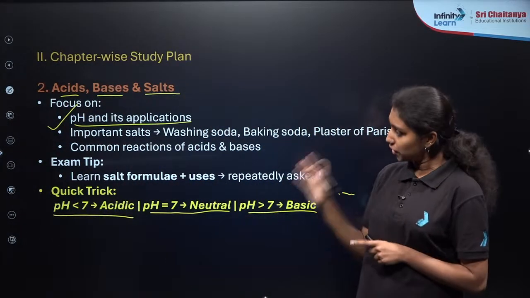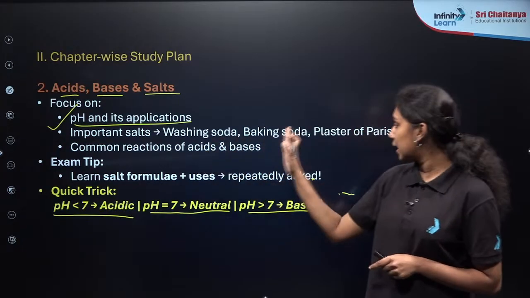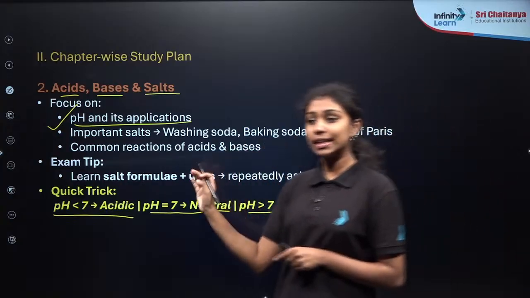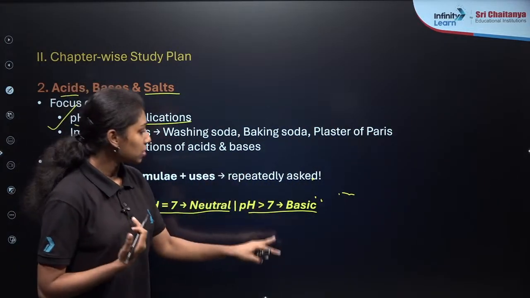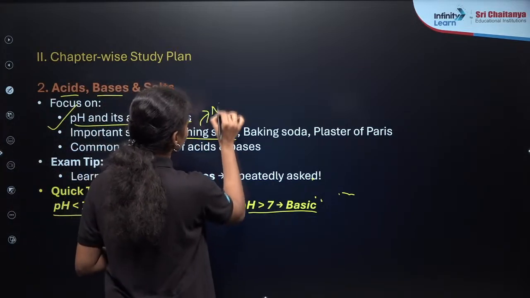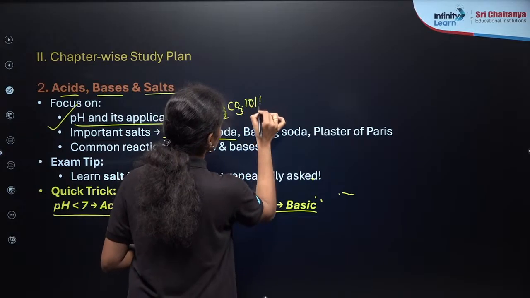Then towards the end of the chapter, we have already discussed many salts including washing soda, baking soda, plaster of Paris, gypsum and bleaching powder and so on, right? That is also very important. Many reactions we have already studied for the preparation of these important salts given here. So as we already know, washing soda means Na2CO3, dot 10H2O, water of crystallization.